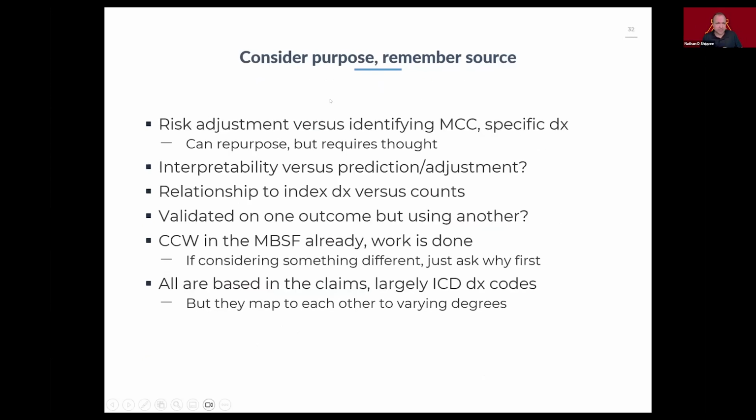So I guess the takeaways that I would suggest are, first of all, consider the purpose and also remember the source of each of these approaches. So even if you can download a software macro and make it run, we need to think about why we're doing what we're doing. So are we doing this just for risk adjustment? Are we trying to identify people with multiple chronic conditions? Are we trying to identify a specific diagnosis or set of diagnoses? What is that approach that you're using? What was it originally designed for? We can repurpose them, but we need to do that thoughtfully.